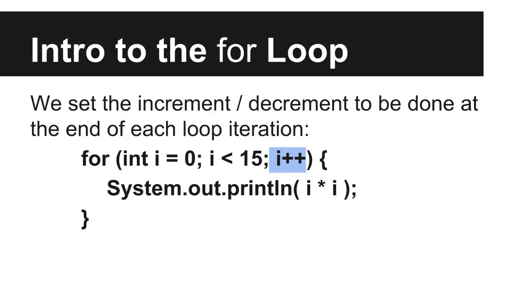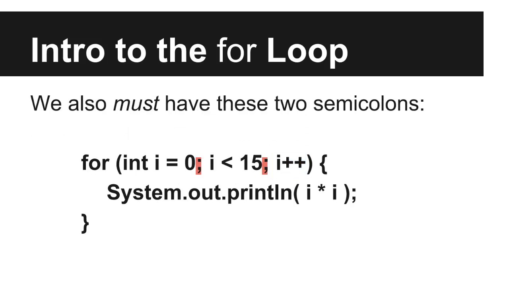So those are the three things that we have, and those are separated by those two semicolons. And the two semicolons are important. You can't have more than two semicolons. You can't have fewer than two semicolons. You have to have exactly two inside your for loop declaration.